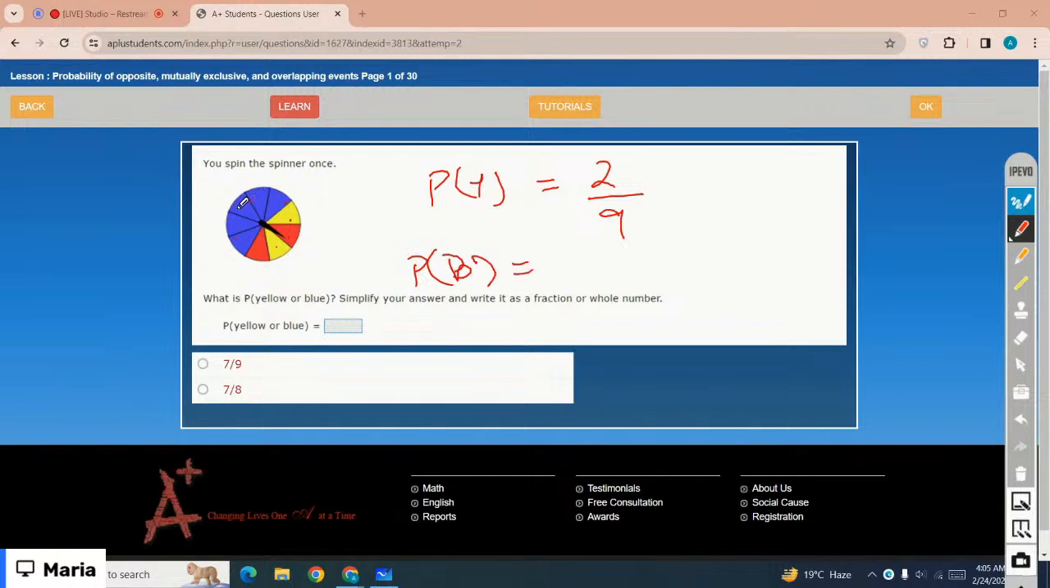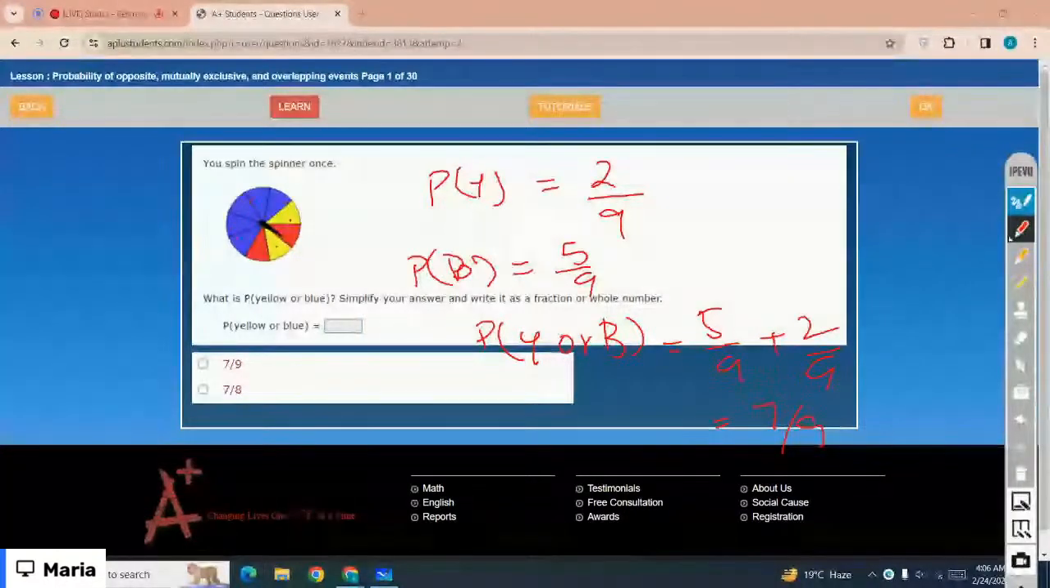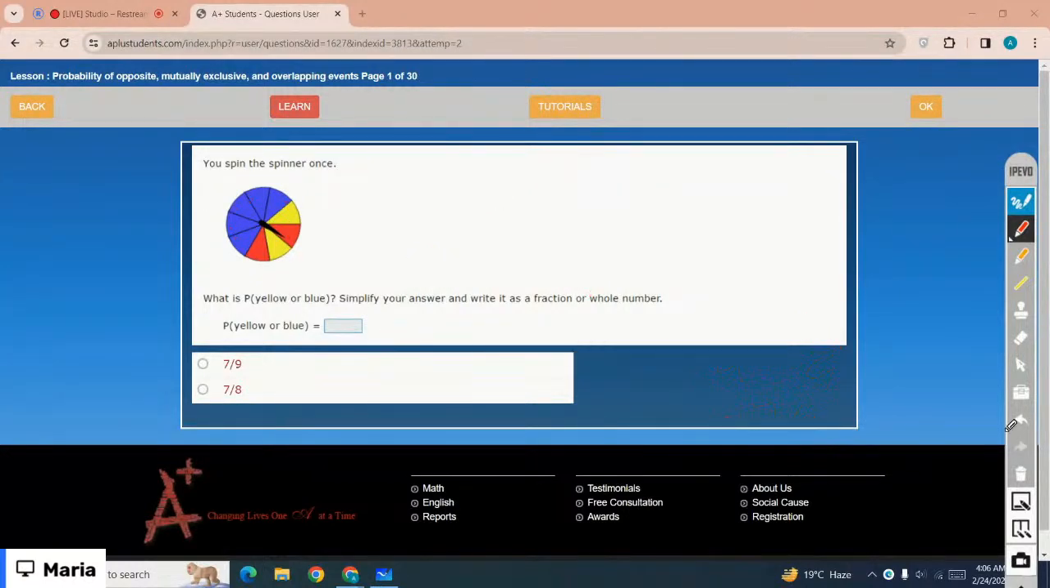Blue is 1, 2, 3, 4, 5. That is 5 over 9. You need to calculate the probability of yellow or blue, so you need to add both the probabilities. 5 over 9 plus 2 over 9 equals 7 over 9. The correct option is 7 over 9. That means option number 1 is the correct option. Probability of yellow or blue is 7 over 9. Got it?